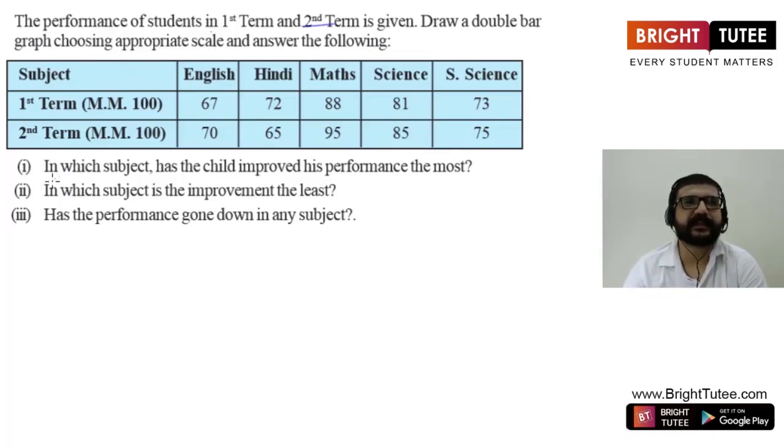The first question is, in which subject has the child improved his performance the most? And the second is, in which subject is the improvement the least? And then the third question is, has the performance gone down in any subject? So let's draw a bar graph for this first.